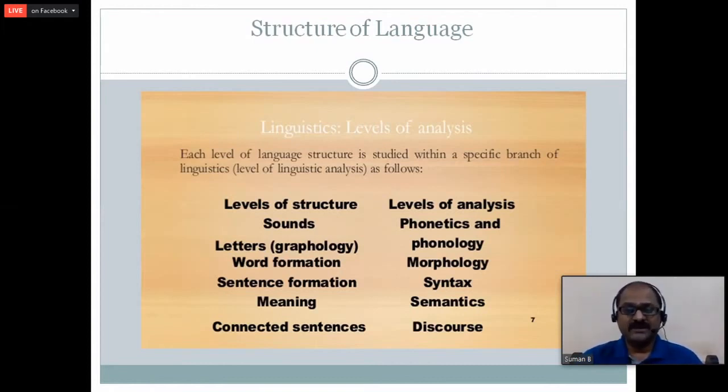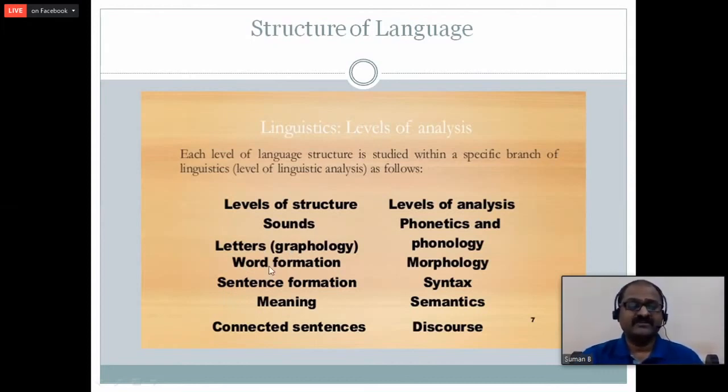So sounds combine to form words. Now, do individual sounds have meaning? No. So sounds combine to form words, and meaning starts at the word. So sounds combine to form words, and words combine to form sentences. So meaning, as you can see, basically starts at these two levels, word level as well as sentence level.